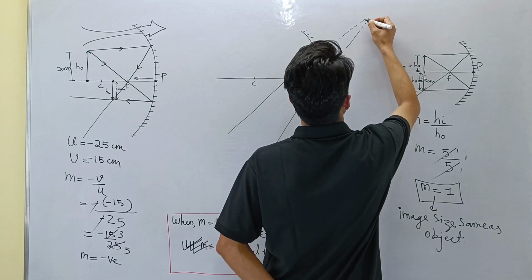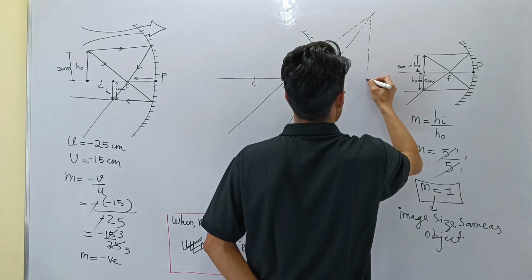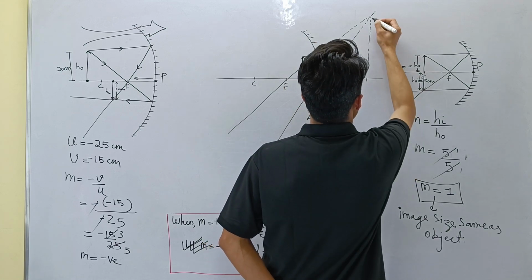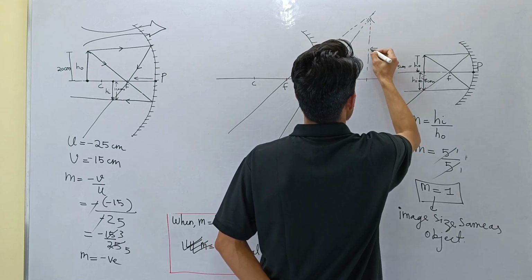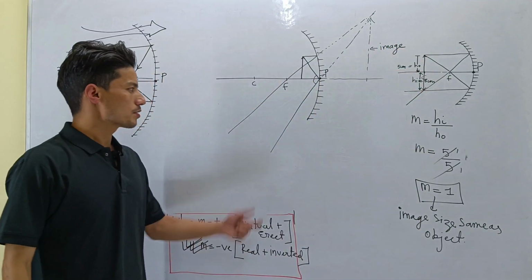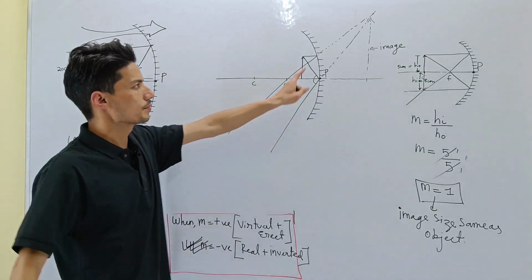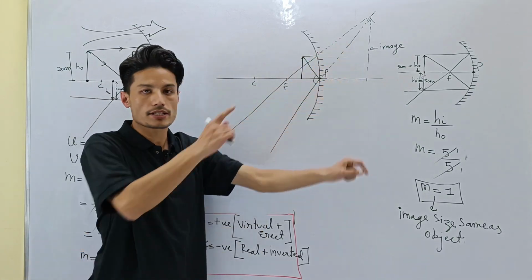Okay, I hope I'm not out of the screen. So you are getting the image somewhere here. We have to extend this one, and we're getting the image here. This is our image. Okay, class, this is our image. The image is not from this side. Here, look at the rays. The reflected rays are not going to meet. They're meeting here on the right side.